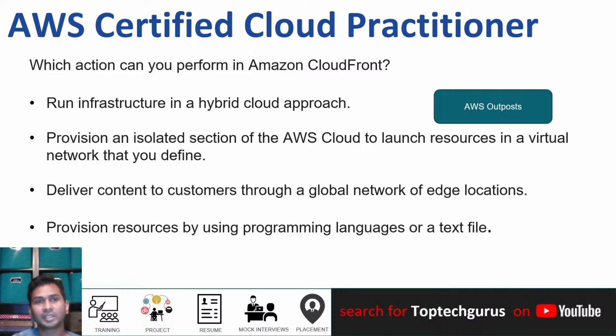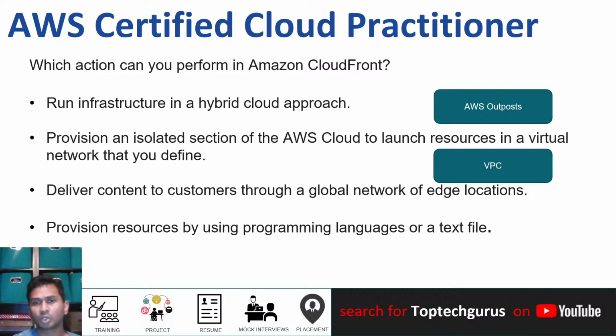So the first one, run infrastructure in a hybrid cloud approach, is actually AWS Outposts. This one, provision isolated section, I've spoken about this a lot of times. A walled section within AWS Cloud, where you have your own access to your own network. That's called a VPC network. Deliver content to customers through a global network at edge locations seems to be our answer. Let's move on and check the last option and make sure that's not our answer.